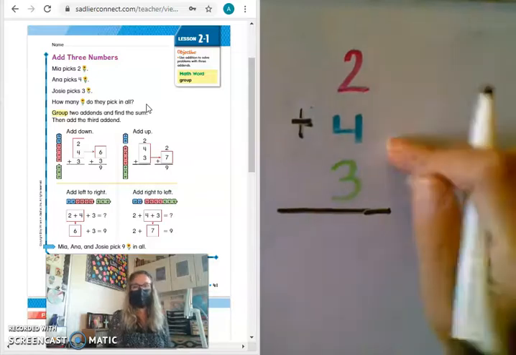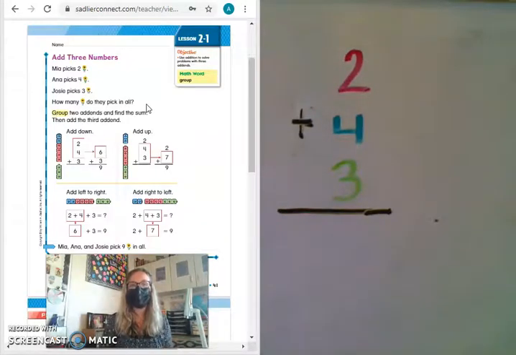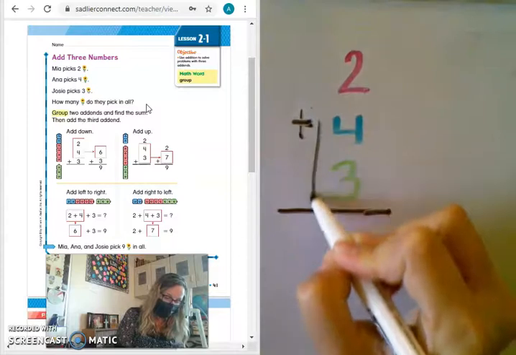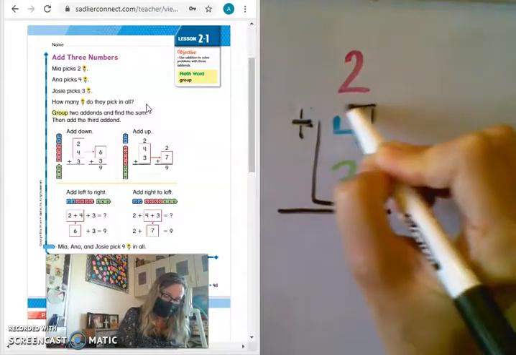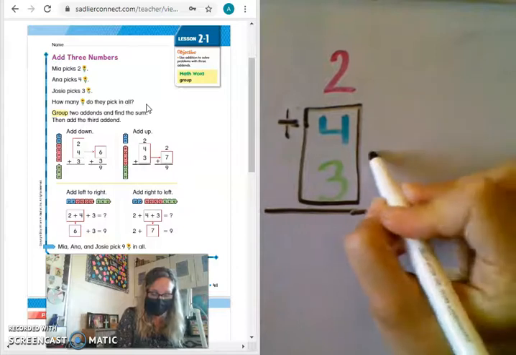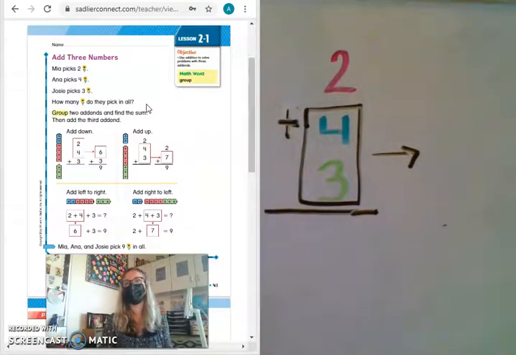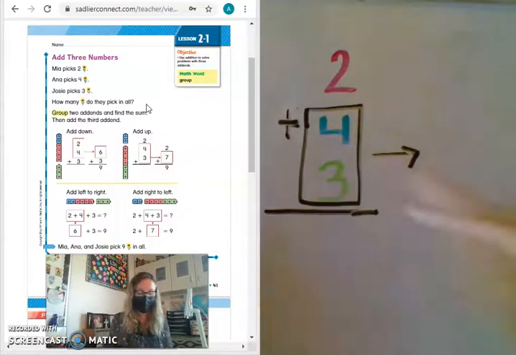I've got 2 plus 4 plus 3, but this time I'm going to try grouping a different way. This time I'm going to group bottom up. Okay? So now instead of doing the first 2 numbers together first, I'm going to add these 2 numbers together first. I'm going to group my 4 and my 3. So Lillian, what is 4 plus 3? Close. I have 4 plus 3 more, so I say 4, 5, 6, 7. So 4 plus 3 is 7.